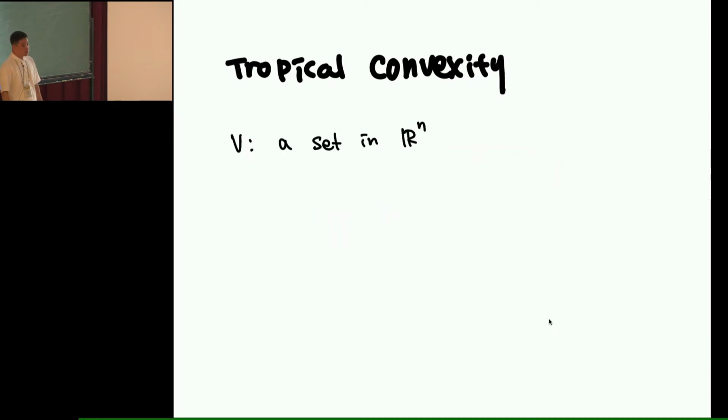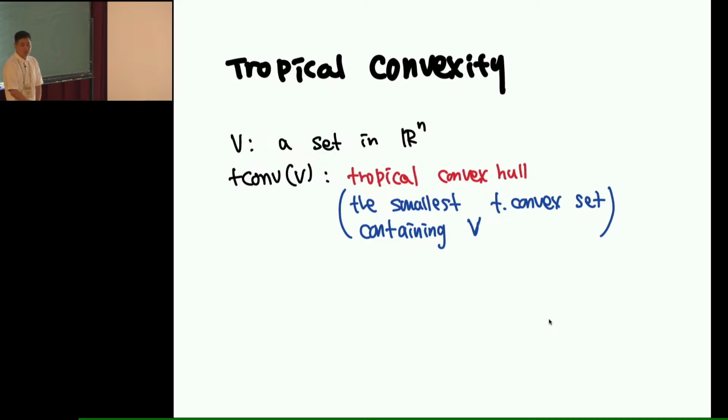Of course, suppose that you have some set V inside R to the n. Then we can also consider the tropical convex hull, which is the smallest tropical convex set containing this V, because I want to consider the tropical convex hull of the columns of the matrix later.